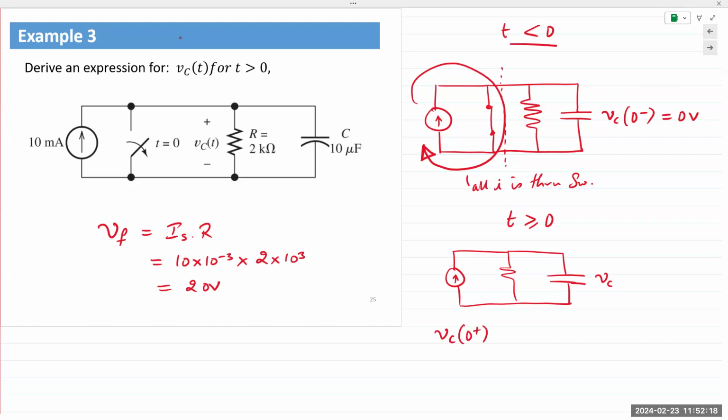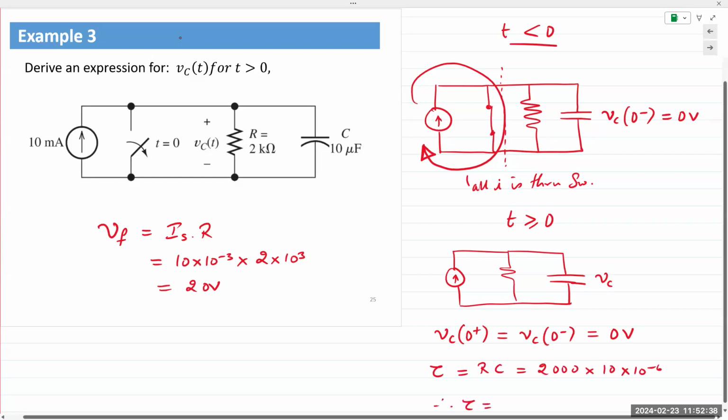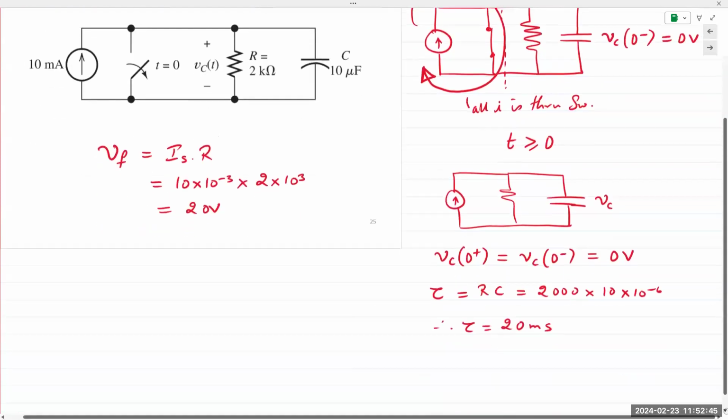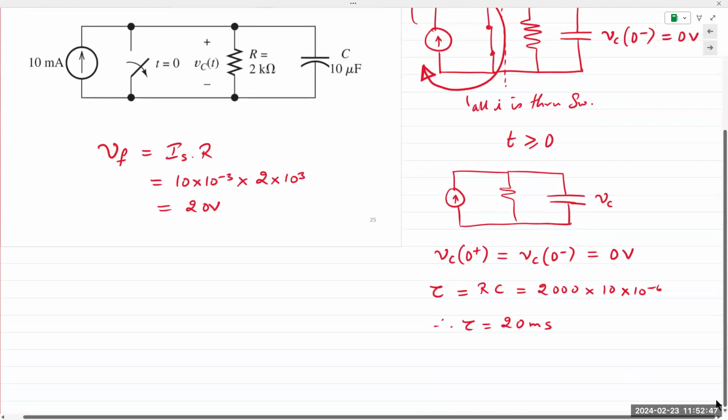Voltage cannot change instantaneously across a capacitor, so VC of 0 plus is the same as VC of 0 minus, which is 0 volts. My tau is simply RC, which is 2000 times 10 microfarads. And so the tau value is 20 milliseconds. And that's it. I have my three quantities.